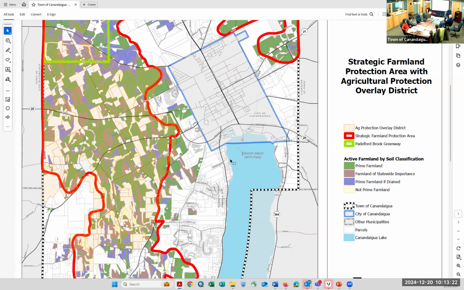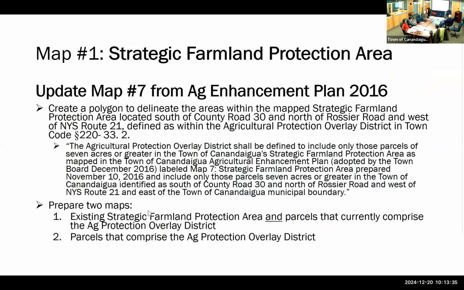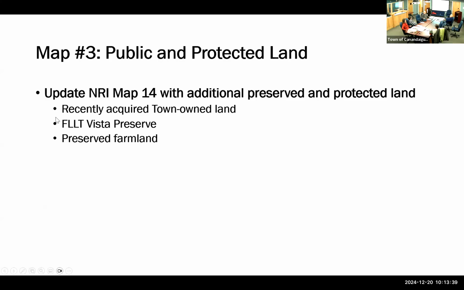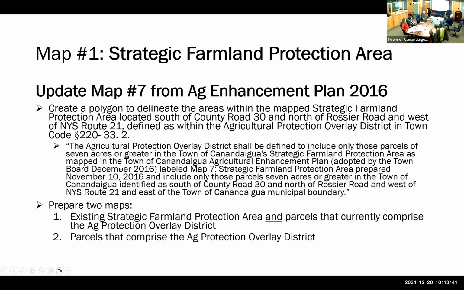I don't know why we're dealing with just some arbitrary line. Because we have to. Yeah, because it was made a law somehow. Because the agricultural enhancement plan was adopted along with this map, and then the agricultural protection overlay district was defined based on that map. So we have to pick it apart and figure it out. If you see this language here, that's the exact language in the law.